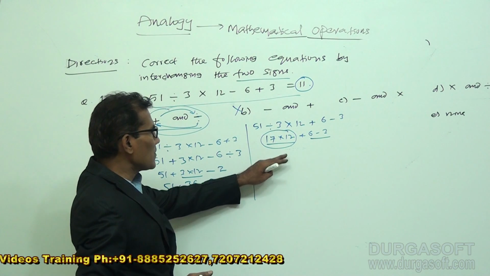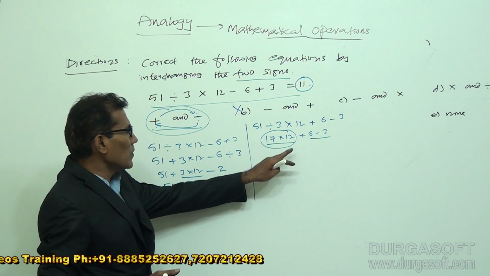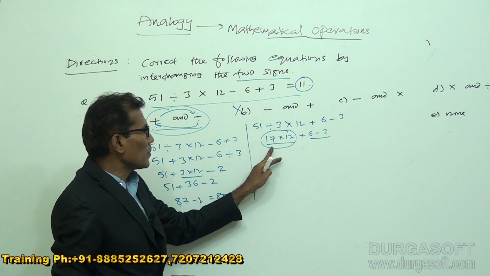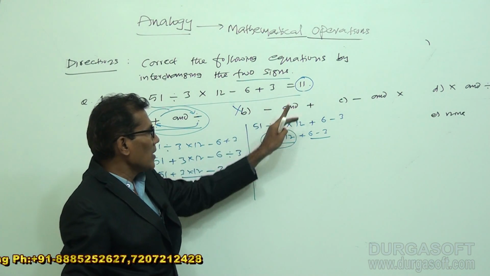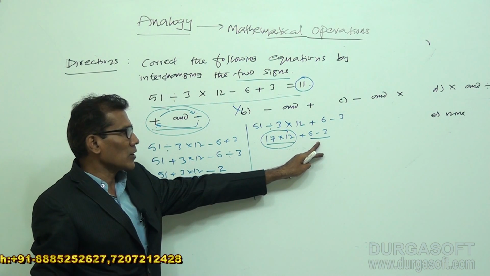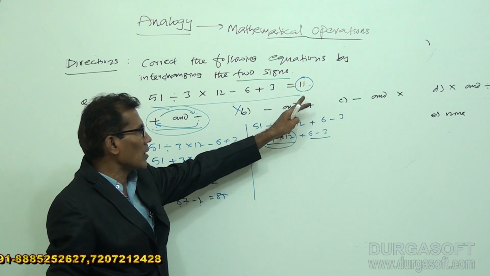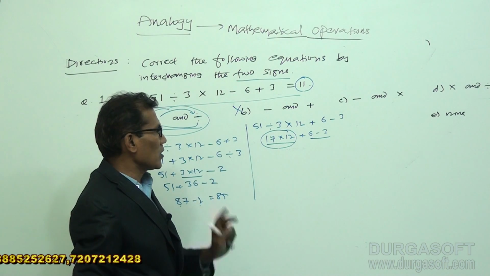Why? Because it is very clear by observing whether we are going to get 11 or not. It is an impossible case. Why? Because already these two are big numbers compared to 11, and multiplication, then we are adding something to it. Definitely it is going to be very big compared to 11. So B cannot be your answer.